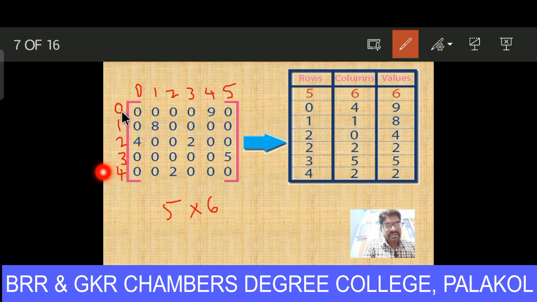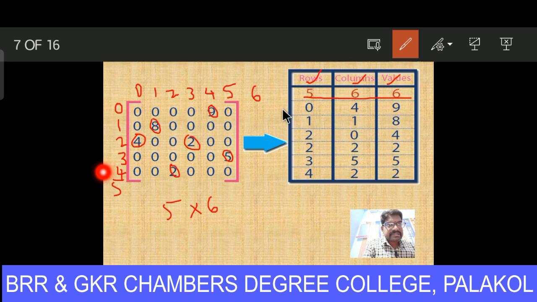So we are representing the values. In one row we have only one non-zero value, in another row only one non-zero value, in another row two non-zero values, and in the next two rows only one non-zero value each. Now we have to represent this sparse matrix in triplet representation, that is rows, columns, and values. How many rows do we have? 5 rows. How many columns? 6 columns. How many non-zero values? 1, 2, 3, 4, 5, and 6 non-zero values. So the number of rows, the number of columns, and the number of non-zero values.